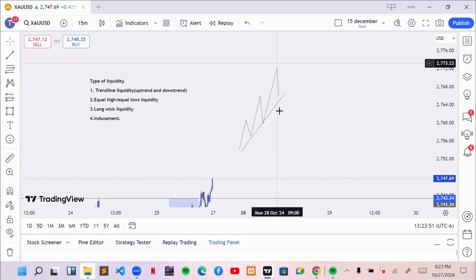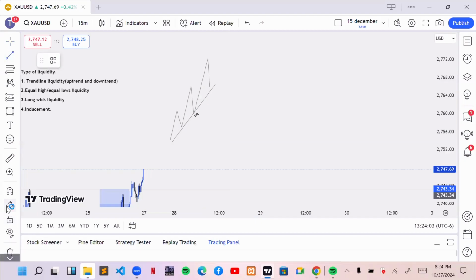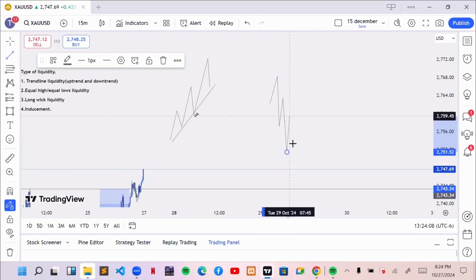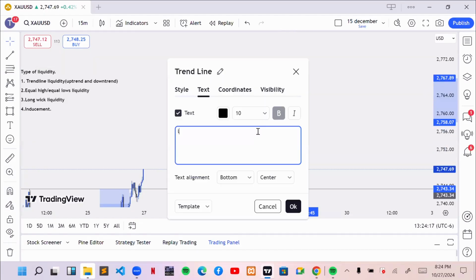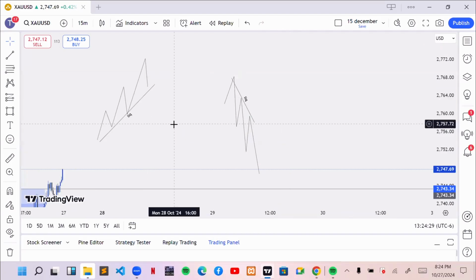So if it's an uptrend, just know there's liquidity being accumulated down here. And if it's a downtrend, there's liquidity being accumulated on the upside. So if it's a downtrend, lower highs and lower lows, there's liquidity being accumulated here. So these are the types of liquidity: the trend line liquidity, the uptrend and the downtrend.